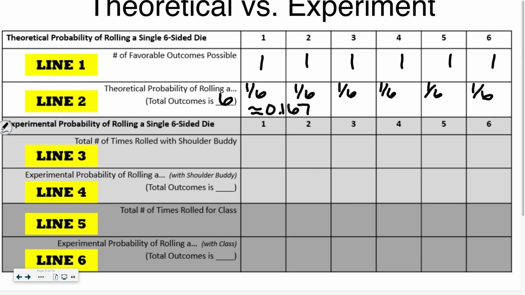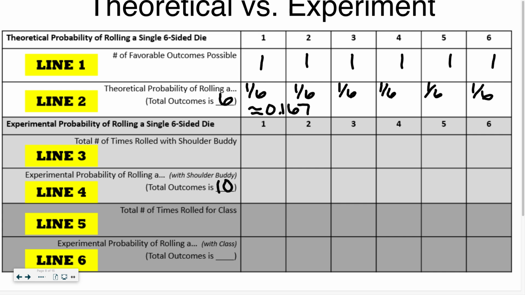Now, you and a partner are going to complete lines 3 and 4, and then we're going to come back and complete lines 5 and 6 together. When you look at line 4, the experimental probability of rolling with a shoulder buddy, it should say your total outcomes is 10. So we'll put you in pairs, and you're going to roll the die 10 times, no more, no less. Record what rolls you have.